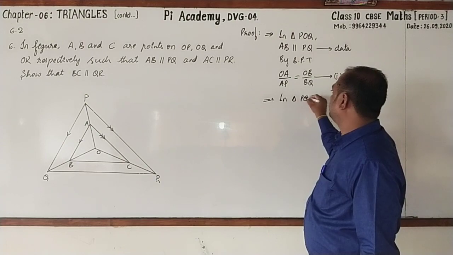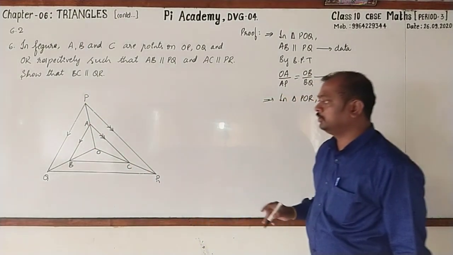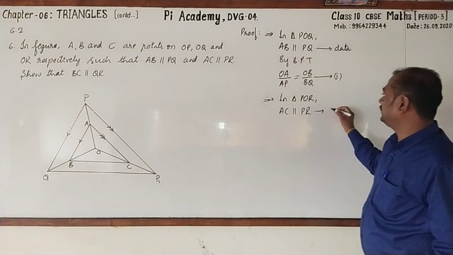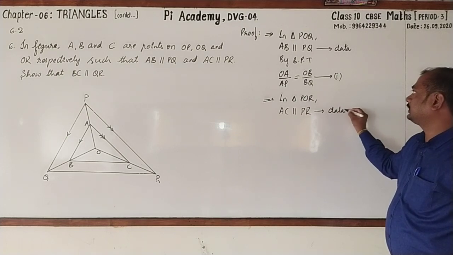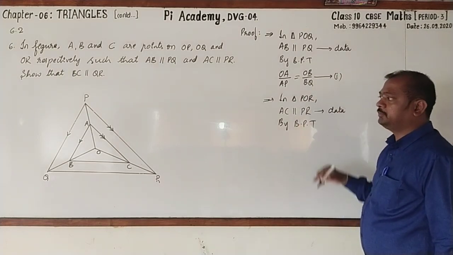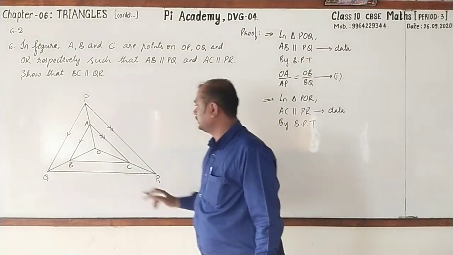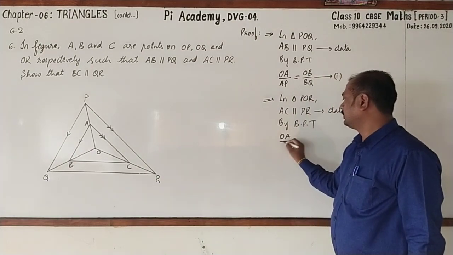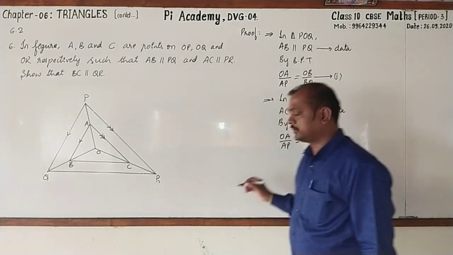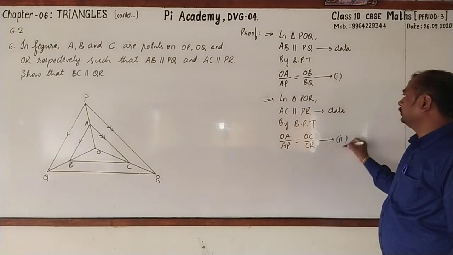In triangle POR, AC is parallel to PR. It has been given in the statement itself. I'll write the data. Again, you can use the Thales theorem. According to that, OA by AP is equal to OC by CR. Then you may call this statement 2.